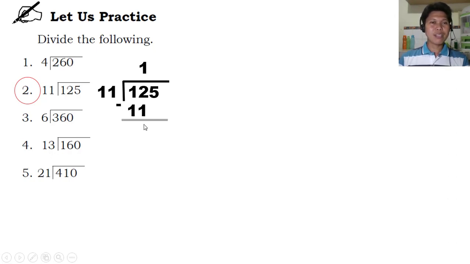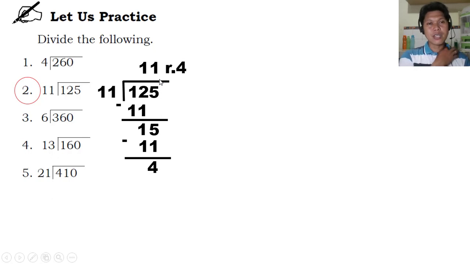12 minus 11 is 1. Then we bring this down, yung 15. 15 divided by 11 is 1. 1 times 11 is equal to 11, and we are going to subtract, and we have the remainder of 4. Therefore, our answer is 11 remainder 4. Okay? Huwag na natin i-check. Kasi na-prove na natin kanina na tama yung mga answers kapag sinunod natin ang mga steps.